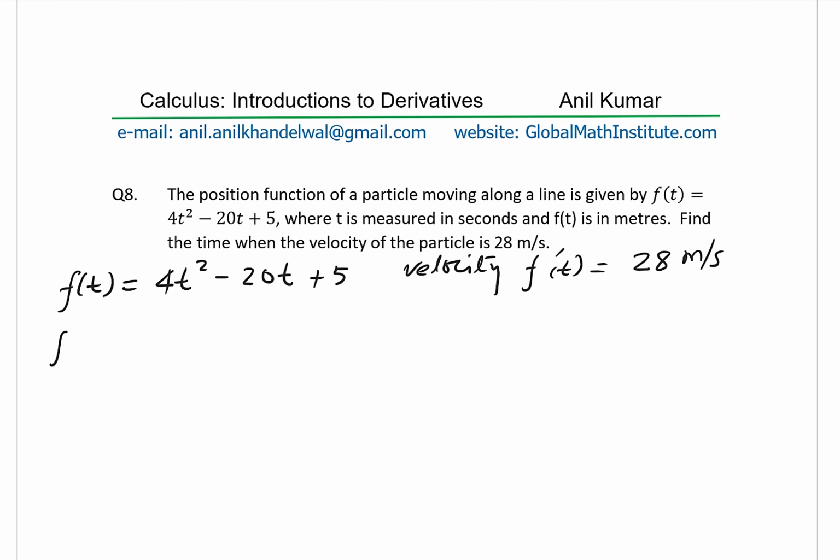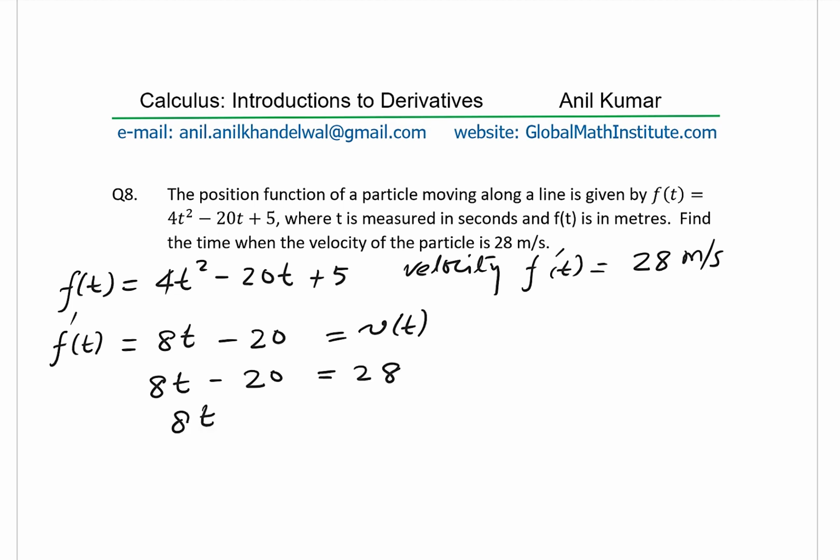You can pause the video, answer this question, and here is my solution. The derivative is 8t minus 20. So we have again used the power rule. And this is actually the velocity v of t. And we are given this velocity as 28. So we can say 8t minus 20 is equal to 28. So we have 8t equals 28 plus 20, which is 48. And t is 48 over 8, which is 6. So we get t equals 6.